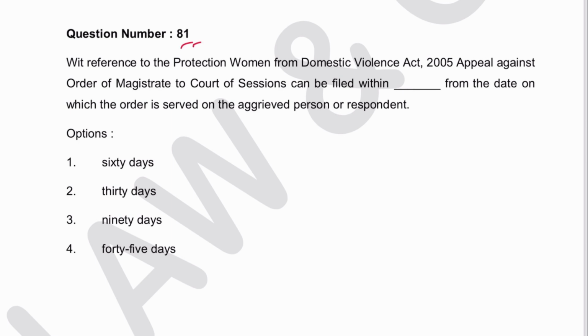Next, 81. With reference to the protection of women from domestic violence, appeal against order of magistrate to court of session can be filed within 30 days from the date on which the order is served on the aggrieved person or respondent. So 2 is the answer, mentioned in section 29 of DV Act.